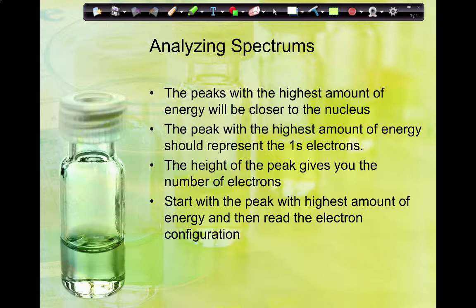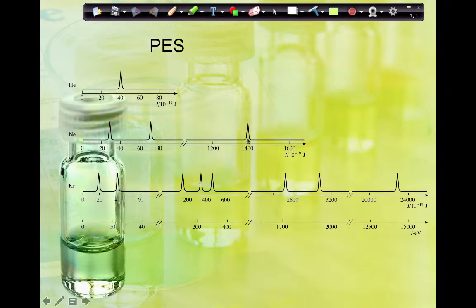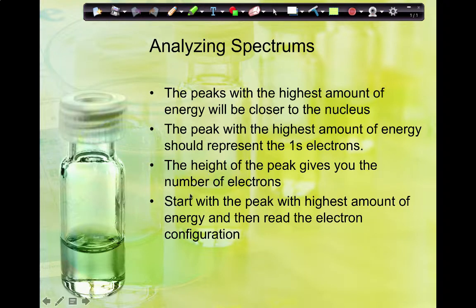Okay, so when we're analyzing these spectrums, the peaks with the highest amount of energy are going to be closer to the nucleus. So that's basically the very beginning of our electron configuration, where we have the 1s. Those electrons are going to be the closest to the nucleus. So we're going to look at our spectrum. We're going to find our peak with the highest amount of energy. So here would be 1400, and this would be the 1s peak, and then so on and so forth. Now the height of the peak will give you the number of electrons. So whether you have 2 electrons being ejected, 1, 6, onwards. So start with the peak with the highest amount of energy, and then start reading the configuration from that point.